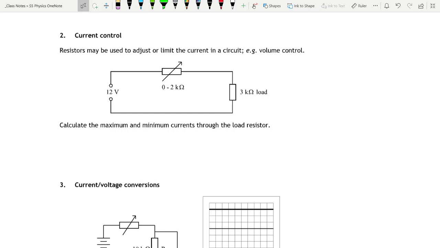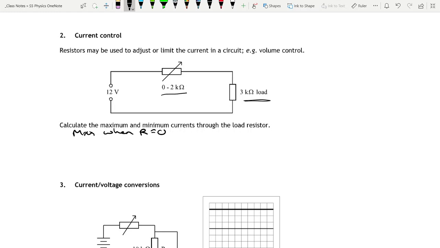So for example, this question number 2. Calculate the maximum and minimum currents through the load resistor. So the load resistor is permanent, it's just 3 kilo ohms, but we've got this variable resistor that goes from 0 to 2 kilo ohms. So obviously the maximum current will be when this resistance is smallest, and the minimum current will be when the resistance is biggest. So max current when R is the smallest.